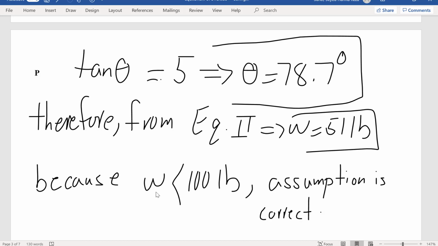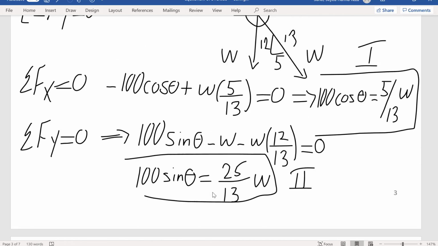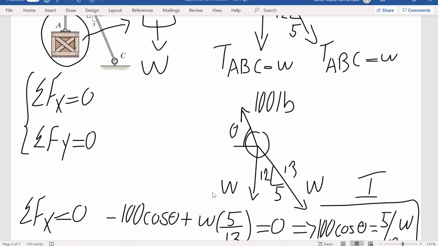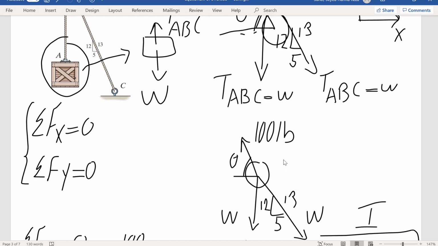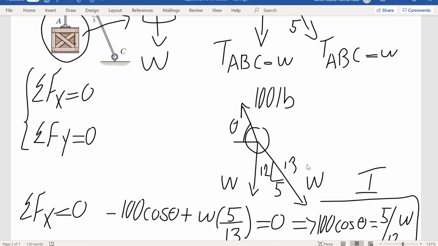So what if W was more than 100 pounds? If you found W to be more than 100 pounds, that meant that the assumption that we had, that this rope is the limiting factor, was incorrect, and we have to redo the analysis based on W, or this tension, equal to 100, and find the tension here and find the angle.